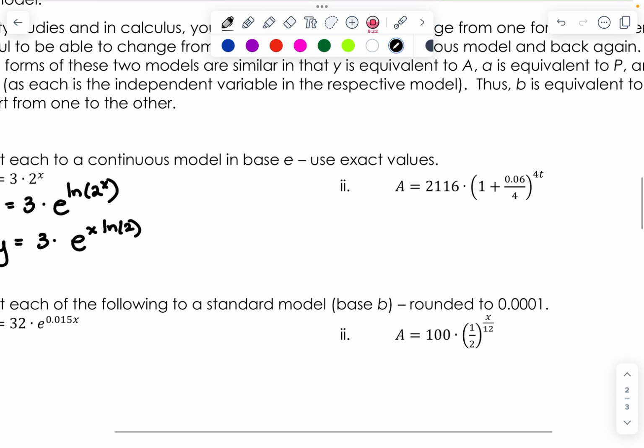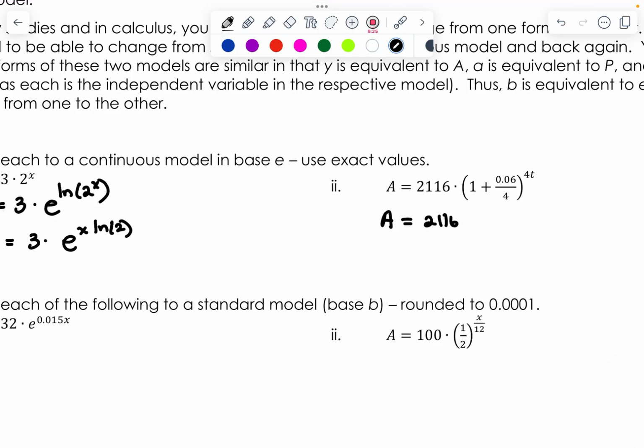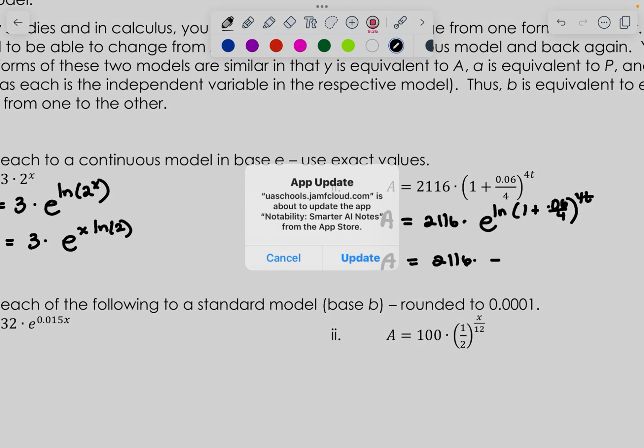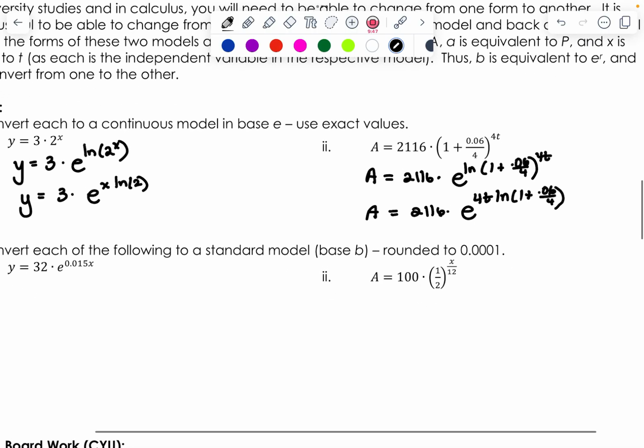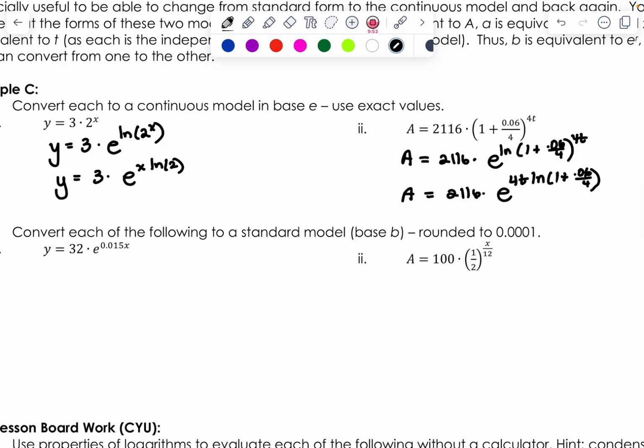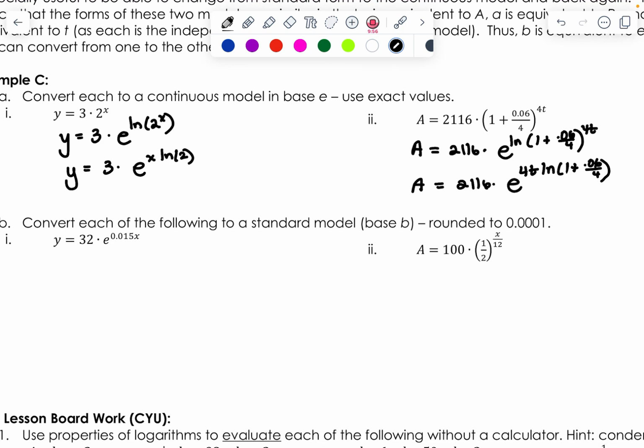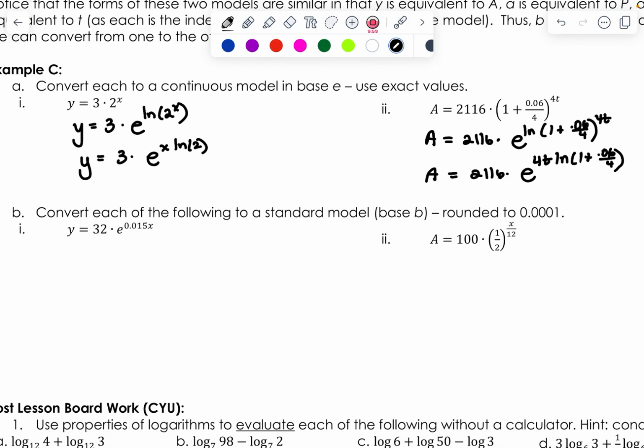All right, so then I'm going to do the same thing here. I'm going to take e to the natural log of this ugly looking quantity. And then I can bring down the power. And I realize you're not going to quite understand the why of what we're doing, but just trust me, in calculus, we do end up using this. All right, then in part B, convert each of the following to a standard model base b.